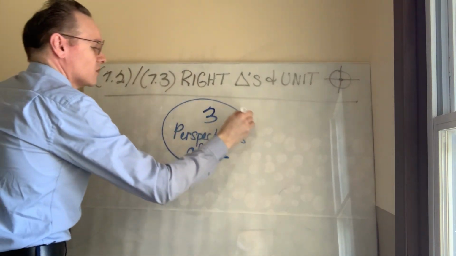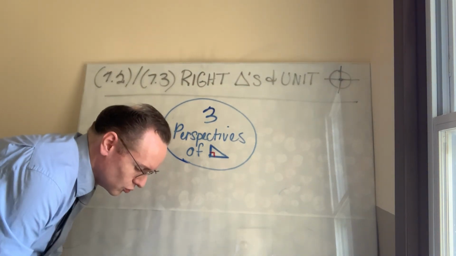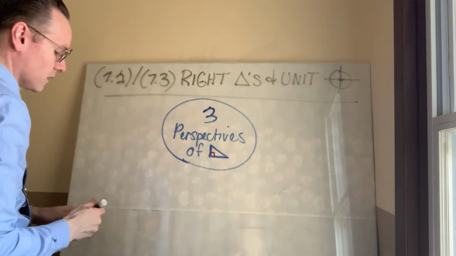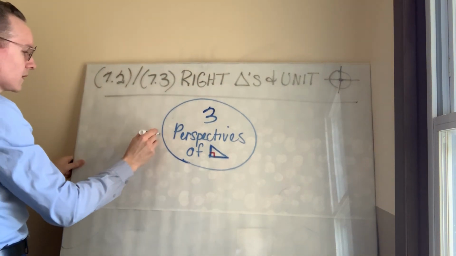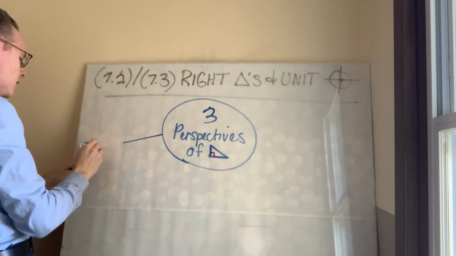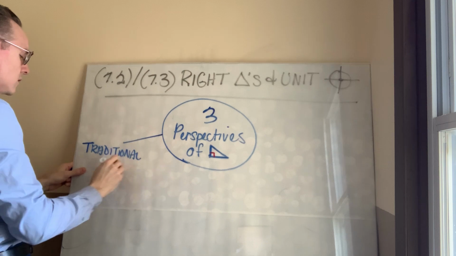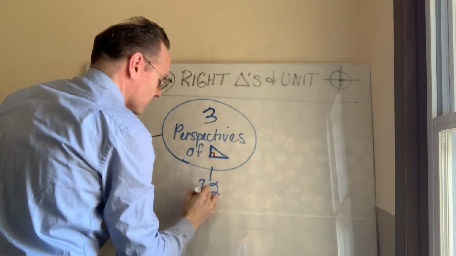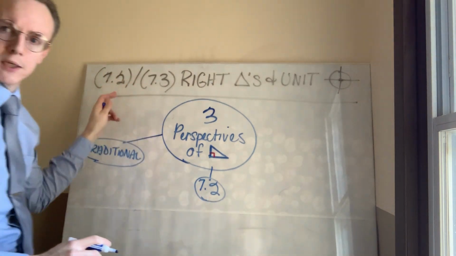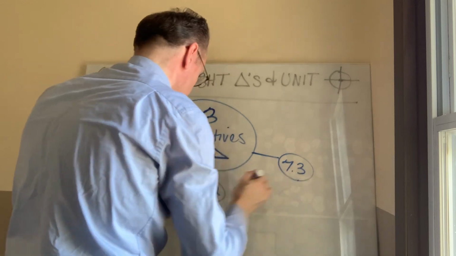Right, anyhow, there's three different ways that you might refer to them, or three different perspectives that they will be referred to from. Let's just say there's a traditional perspective, which you're already familiar with. There's the 7.2 perspective, that's section 7.2 in our book. And there's the section 7.3 perspective.